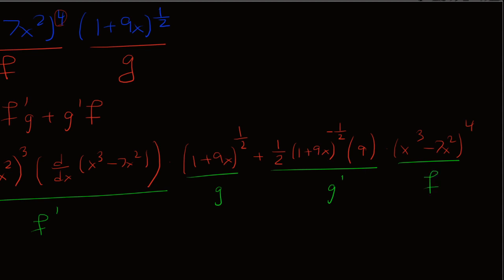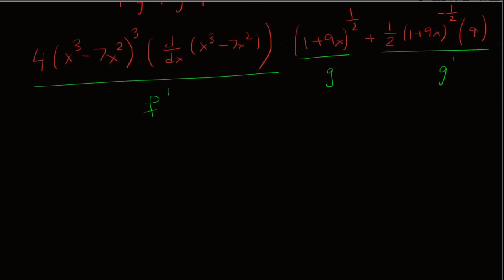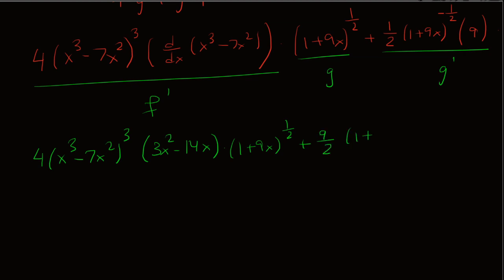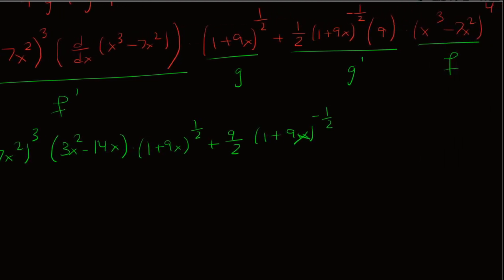Okay. Now we're going to simplify. So I have 4 times (x cubed minus 7x squared) cubed. The derivative of x cubed minus 7x squared is 3x squared minus 14x, and then times (1 plus 9x) to the 1/2 power, plus 9 times a half, which is 9/2, times (1 plus 9x) to the negative 1/2 power, and then times (x cubed minus 7x squared) to the fourth.